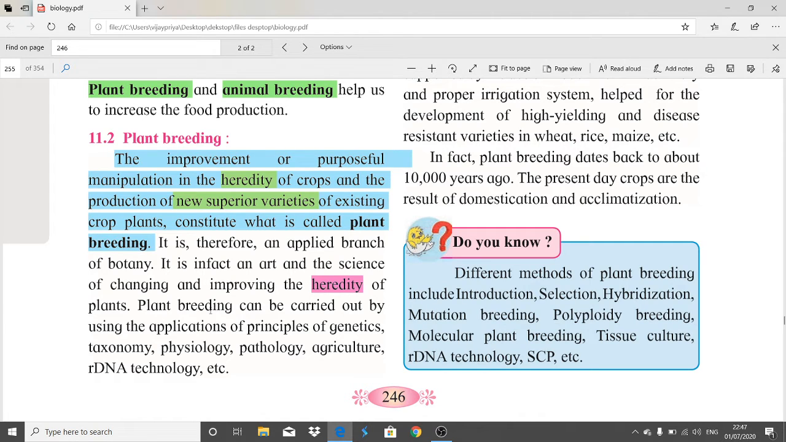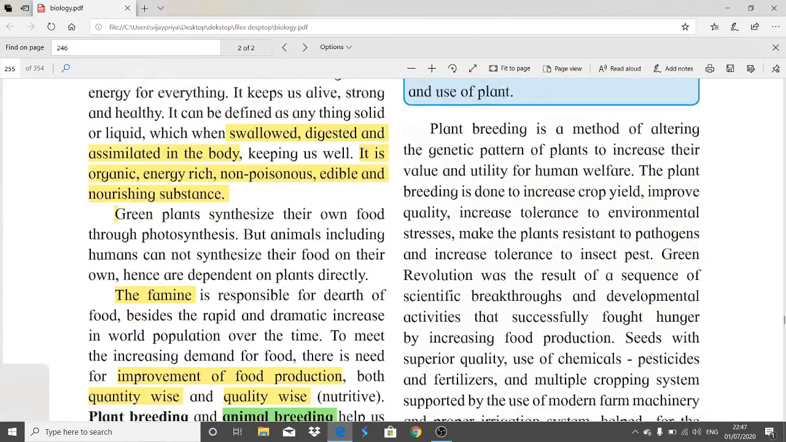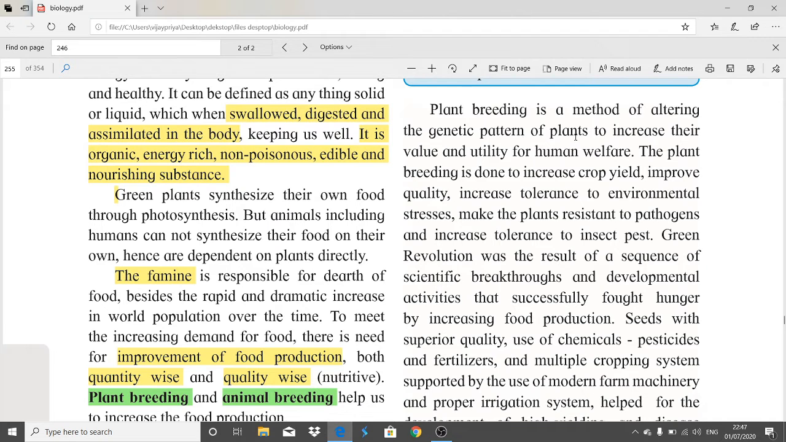Now, this plant breeding which we are discussing has a number of applications. It can be done by using principles of genetics, taxonomy, pathology, agriculture, and rDNA technology. Here, r stands for recombinant DNA technology. All these methodologies are used for plant breeding. Now, plant breeding is a method of altering the genetic pattern of plants. This is very important. What do we mean by altering? It means we change the genetic pattern of plants.